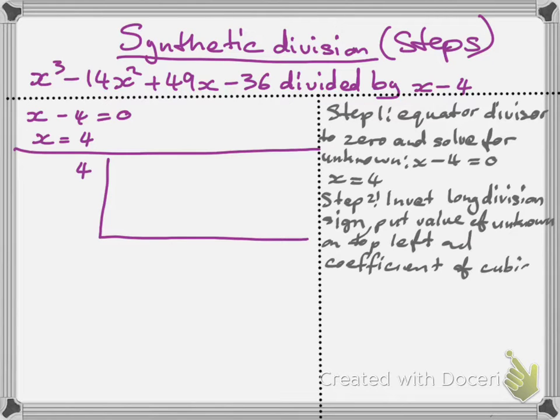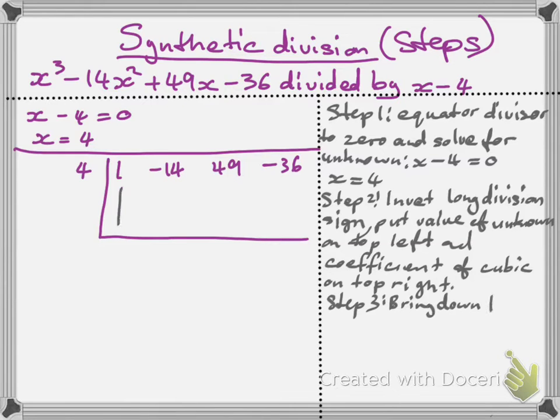So the coefficients in this case are going to be: the coefficient of x cubed is 1, the coefficient of x squared is negative 14, the coefficient of x is 49, and the constant is negative 36. Now what we do is we bring down the 1, and then we say 4 multiplied by 1 gives us a 4. And then we add negative 14 plus 4.